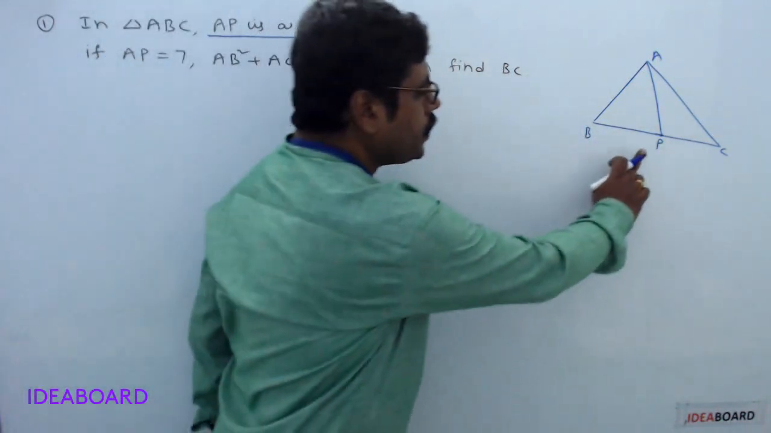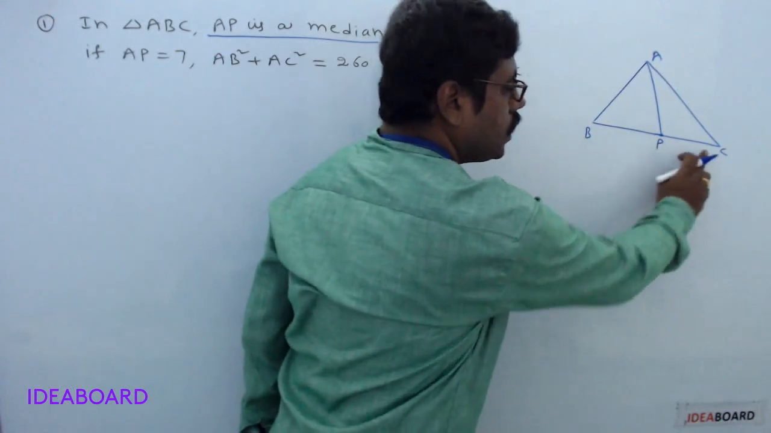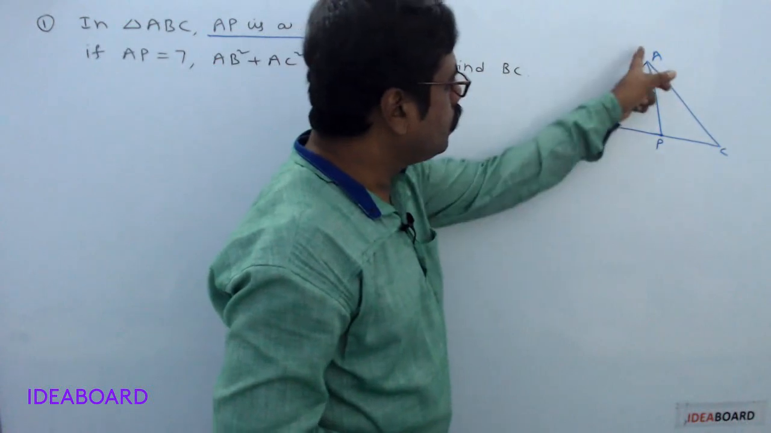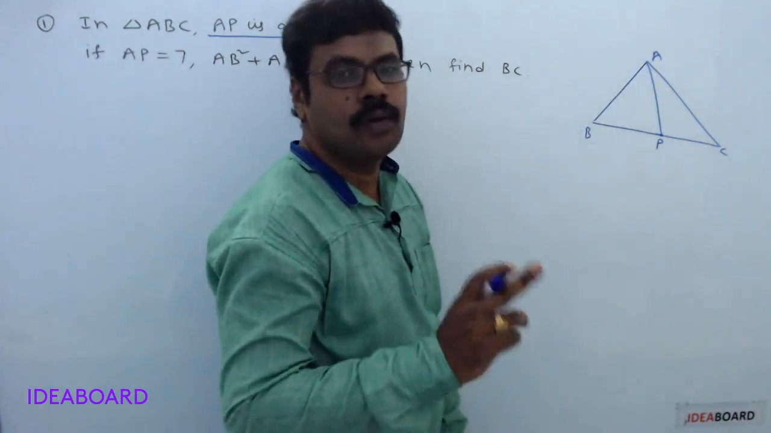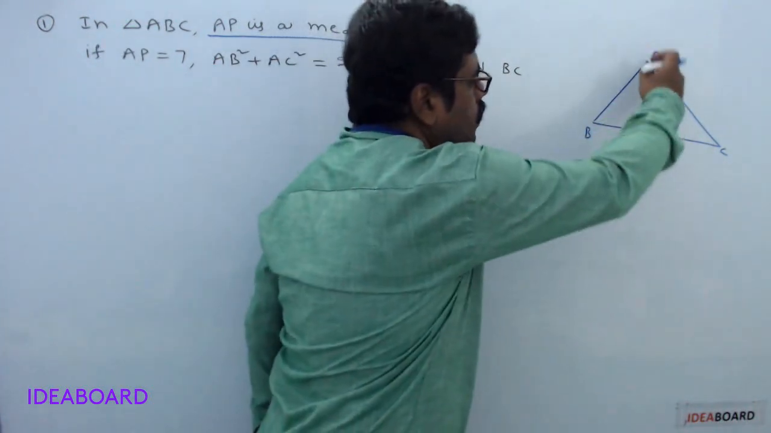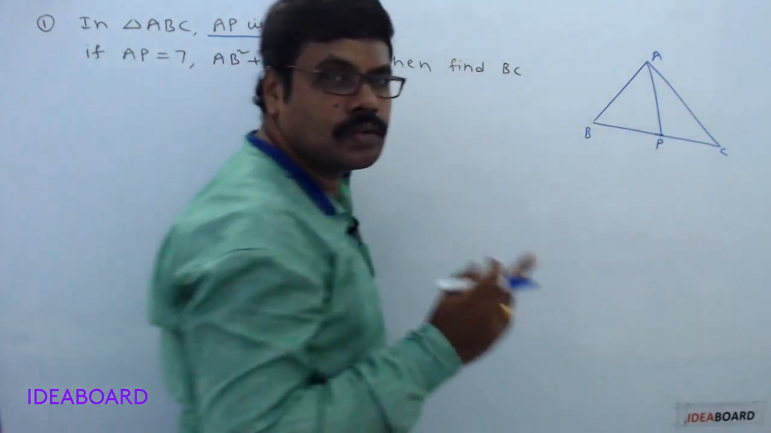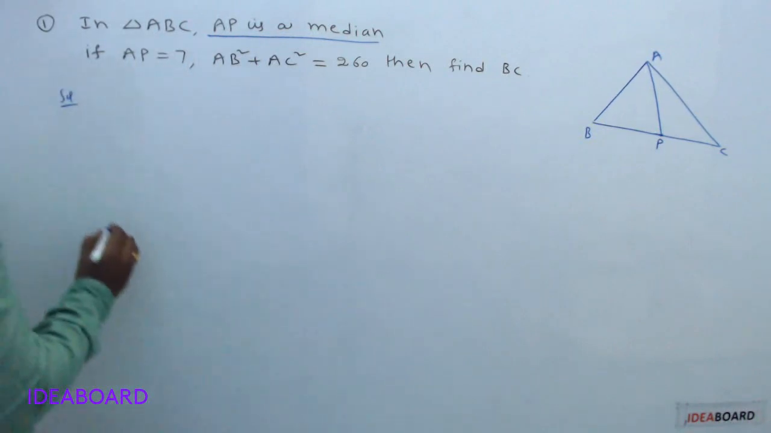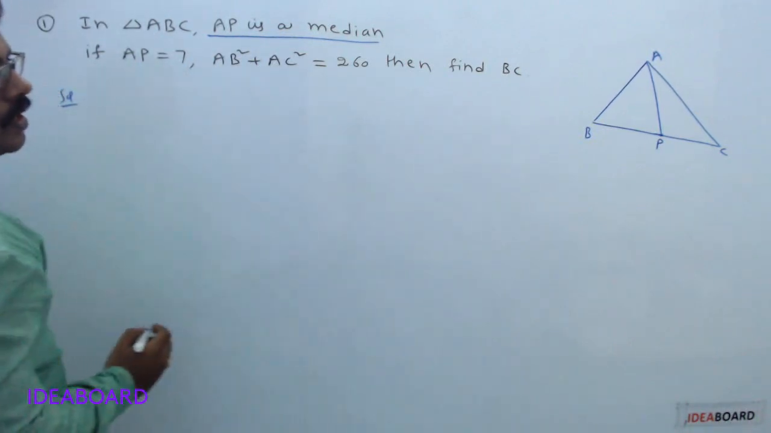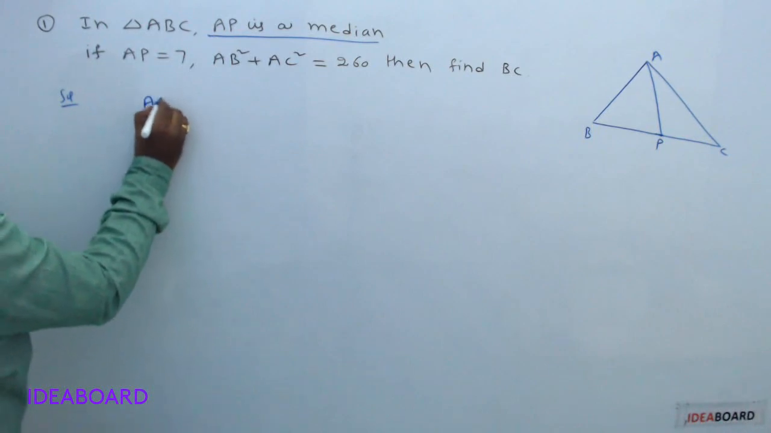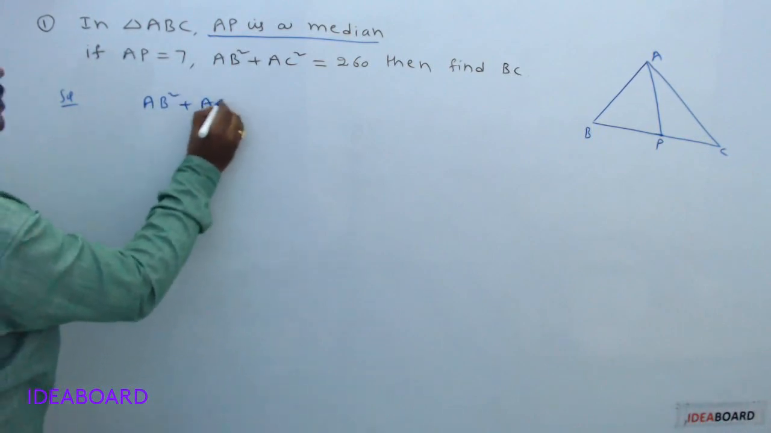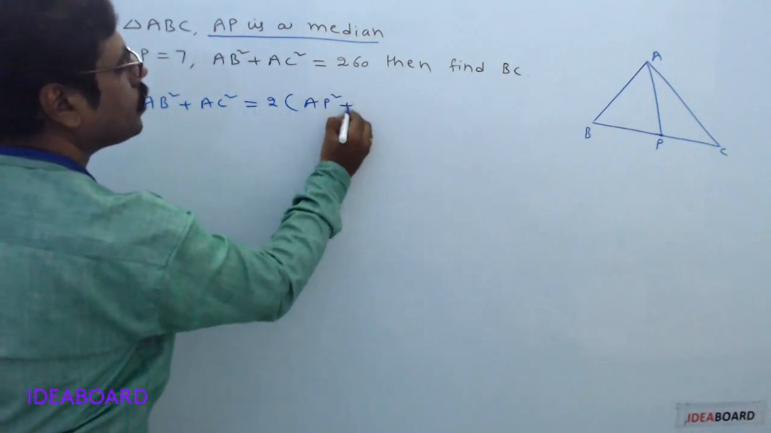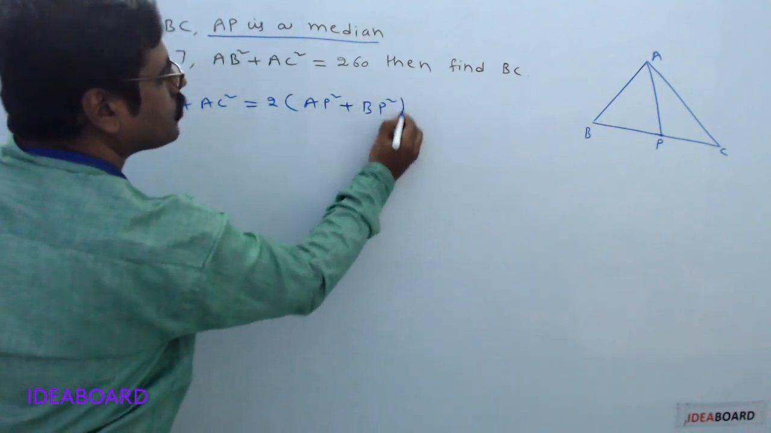Now here P is the midpoint of the side BC. From Apollonius theorem, AB square plus AC square equals 2 into (AP square plus BP square). So use Apollonius theorem. P is the midpoint of side BC, so AB square plus AC square equals 2 into (AP square plus BP square).